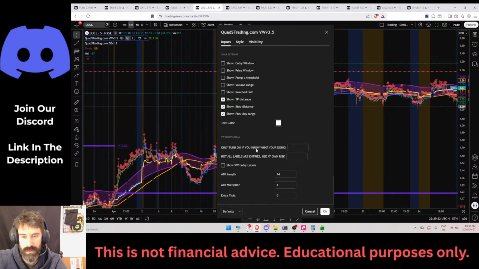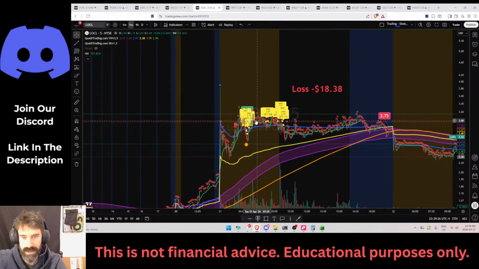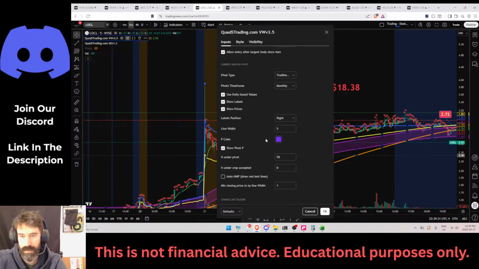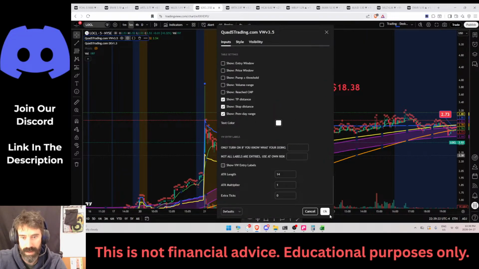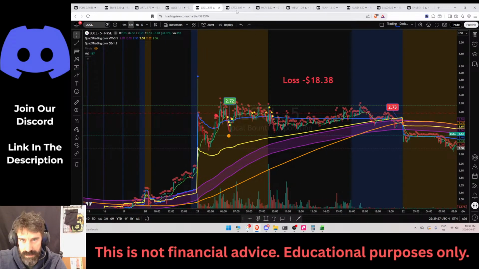The VW2s, they just don't look pretty with all these labels here. So essentially, I enter once and I turn off my label. It just saves me from having to pull out a calculator and do 10% of my account. So we try to make this as easy as possible.